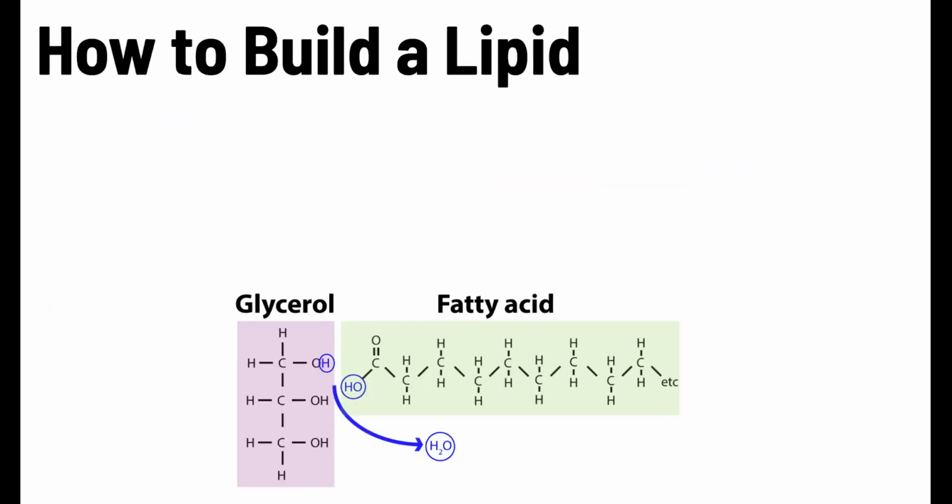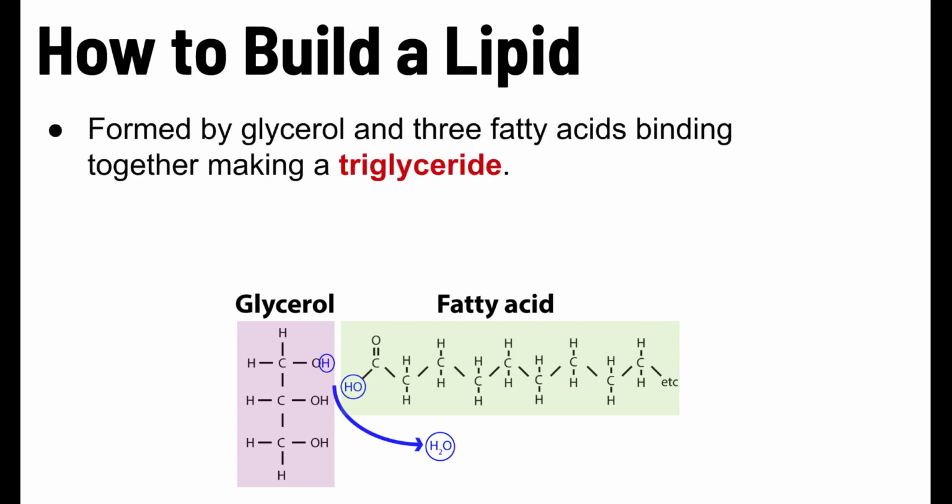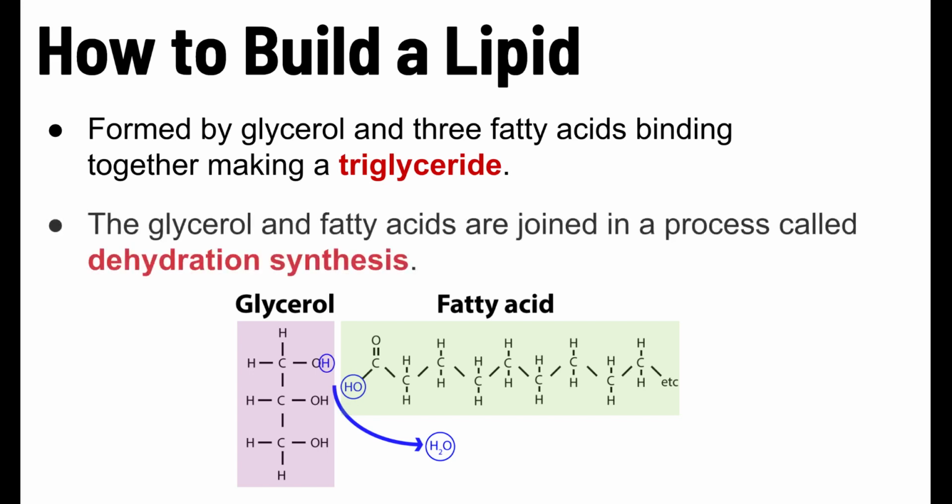Okay, now how do you build a lipid? Lipids are formed by glycerol and three fatty acids binding together to make what's called a triglyceride. And that glycerol and fatty acid are joined in a process called dehydration synthesis. So in the image here, you can see an H on the glycerol and an OH from the fatty acid coming together. And once you put an H with an OH, you get H2O, which is water.